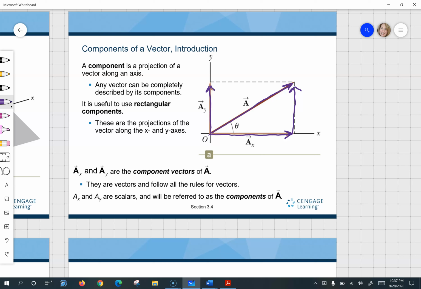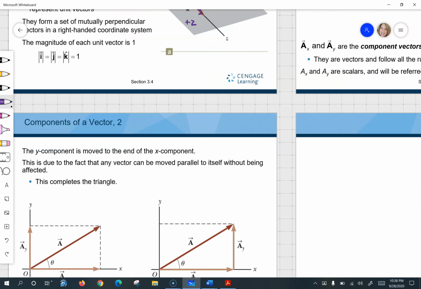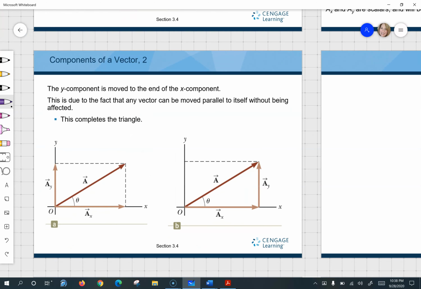You can use these hats to describe your vector A. So this is just what the notation is going to look like. So like I said before, you can draw your components this way. I don't like to do that. I like to go left or right and then up or down.